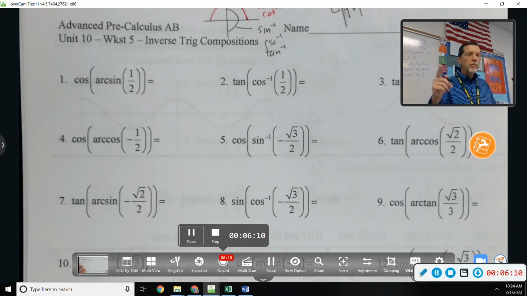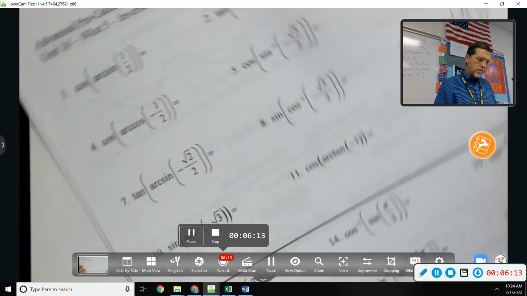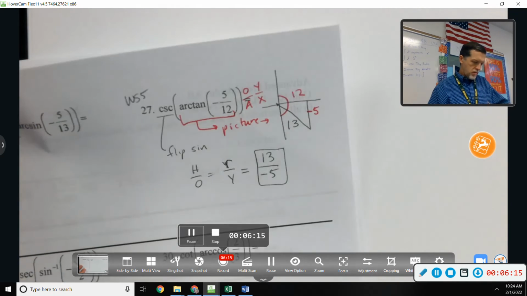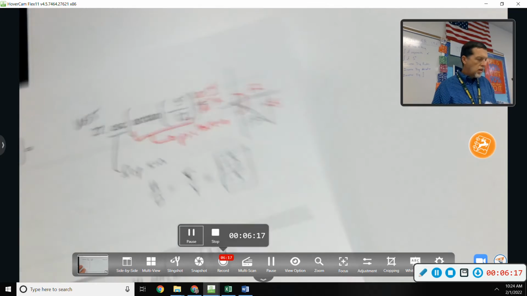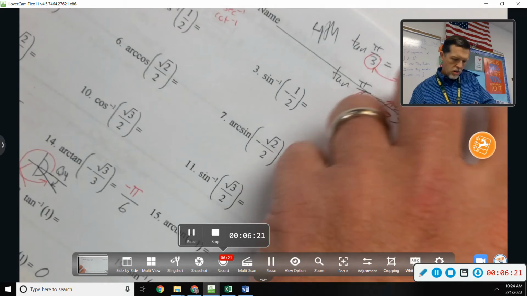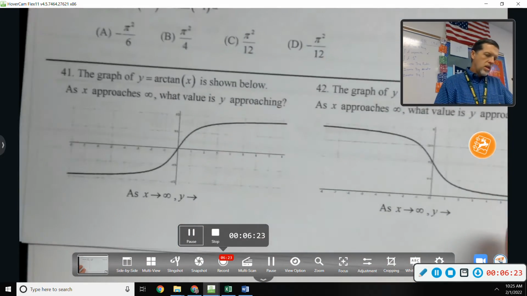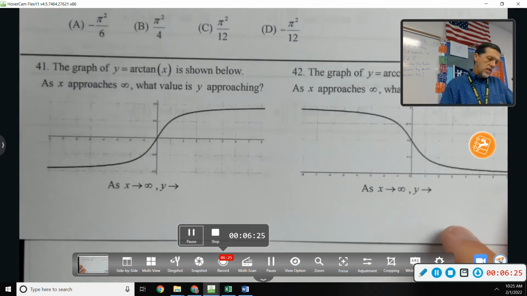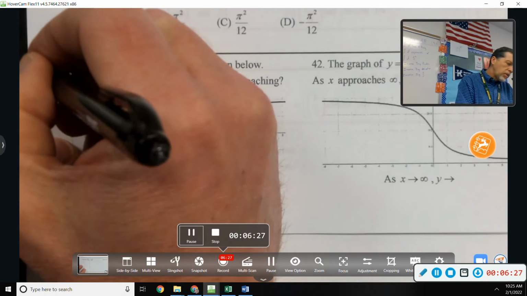Can you do either 41 or 42 on page number 4? 41 or 42 on worksheet 4. Yes. So this is back on worksheet 4.